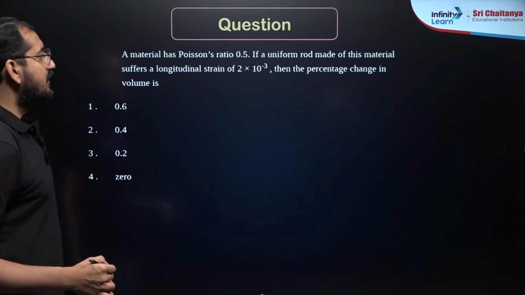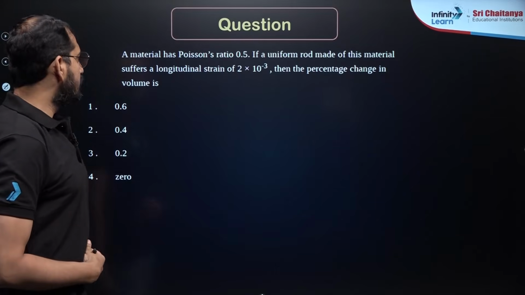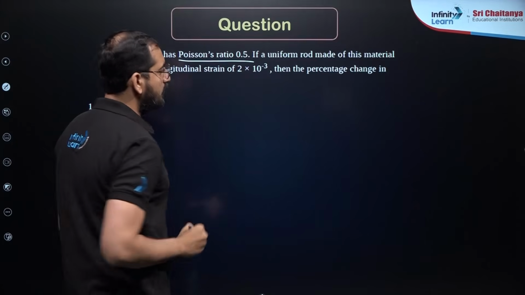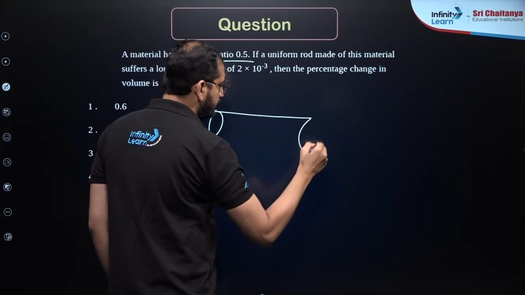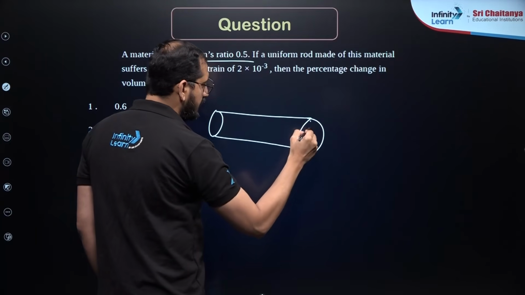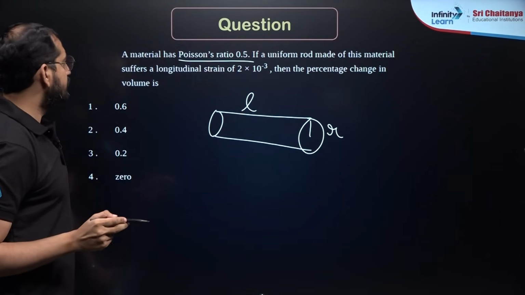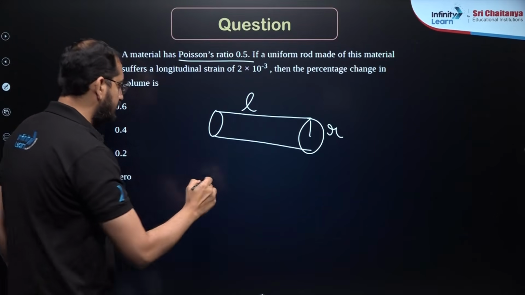Okay. All right. Let's go to our next question. So the question is saying that there's a material for which the Poisson's ratio is 0.5, right? So what is all this thing? Imagine there is a cylinder. Radius is r, length is l, okay? And now imagine I am stretching it.